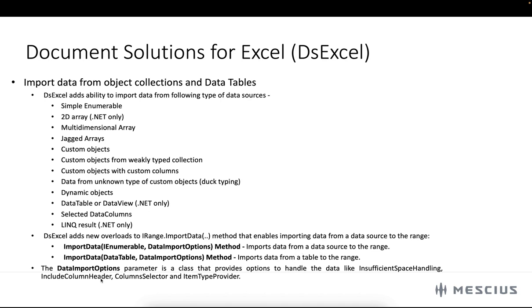IncludeColumnHeader property. It will help to determine whether to include the column header as the first row when importing the data. ColumnSelector. This property helps to select columns to import, and the default behavior is to import all the columns. While ItemTypeProvider, this property gets the item type from the specified System.Collections.IEnumerable. The default behavior is to try to get the item type from the generic type parameter, and then to try to get the type of the first item. This is what this property helps to accomplish.